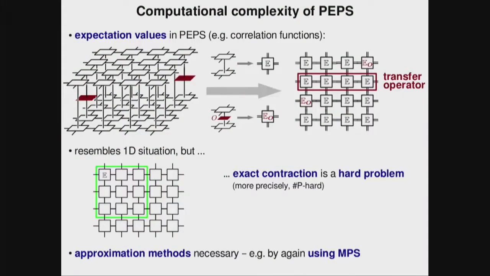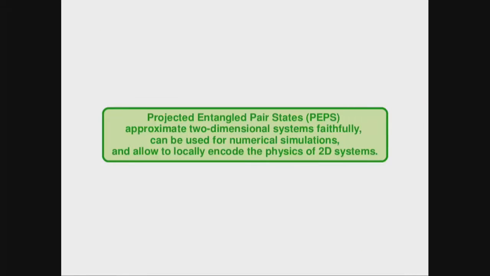So these methods work, but they're much more subtle than in one dimension. So I won't talk more about that. So as I said, these projected entangled pair states allow us to approximate two-dimensional systems faithfully. They can be used for numerical simulations, although it's much more challenging. And we can also use them to model the physics of two-dimensional systems by locally encoding symmetries.